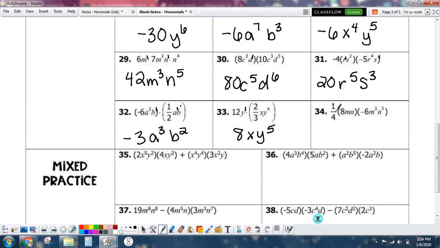For number 34, you can go ahead and just do 1/4 times 8 times negative 6. So 1/4 of 8 is going to get me 2. And then 2 times negative 6 is negative 12. And then these are all exponents of 1. So the 1 plus the 2 gets me m to the third. And then 1 plus 2 gets me n to the third.